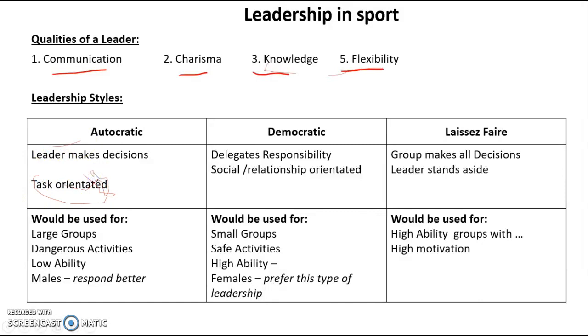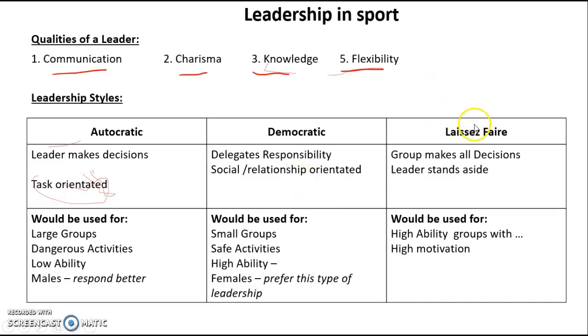So if I just take this off from now, so you say leader makes all the decisions. Okay, so autocratic then, an autocratic style is the leader makes decisions. It's task orientated. Whereas democratic is where the coach will delegate responsibility. Okay, and these leaders are based around social, they are social or relationship orientated. They're interested in developing interpersonal relationships.